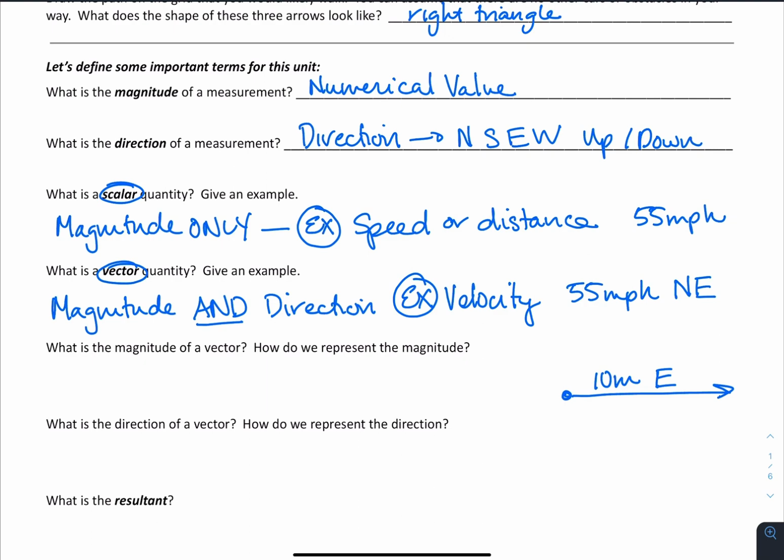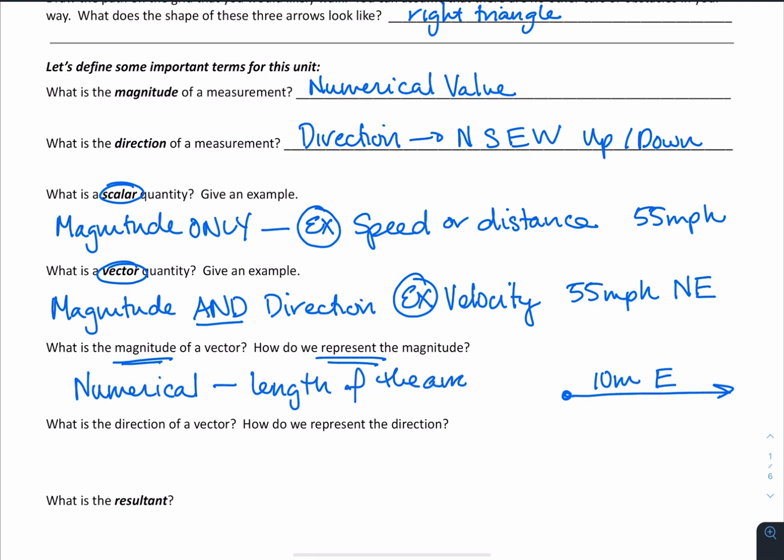All right, so the magnitude of the vector, again, is that numerical portion. And we represent that magnitude in the length of the arrow. All right, so maybe this particular vector I drew is 10 meters to the east. All right, but I also could draw one a little bit shorter, and maybe this one is 5 meters to the east. So the length of the arrow gives us some information.